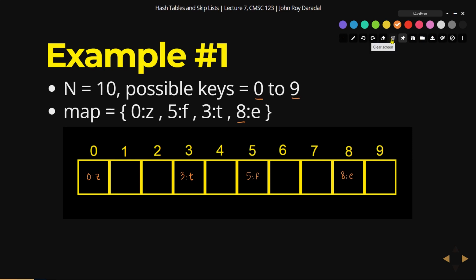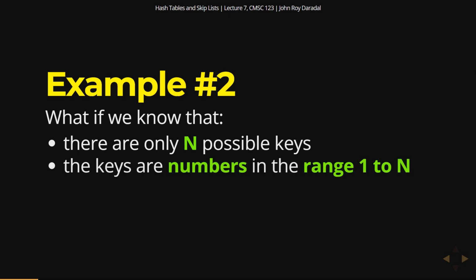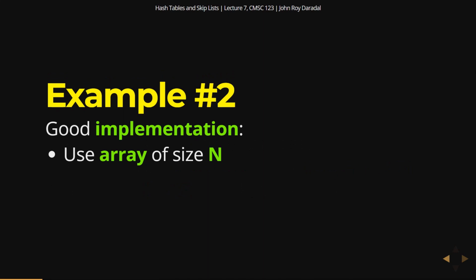Okay. Now, what if it's something different? Okay, so what if it's also n possible keys, but this time the keys are numbers in the range 1 to n. So it's not 0 to n minus 1 anymore. This time it's 1 to n. So for example, if there are 10 possible keys and then it's from 1 to 10. Okay? So we can still use the array of size n, but we will have to do some adjustments.